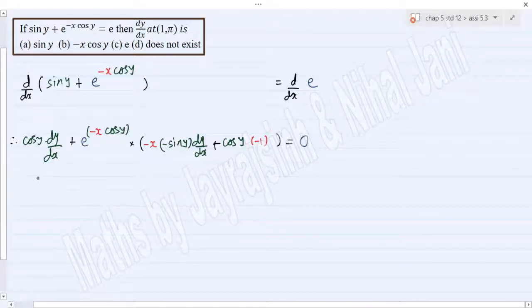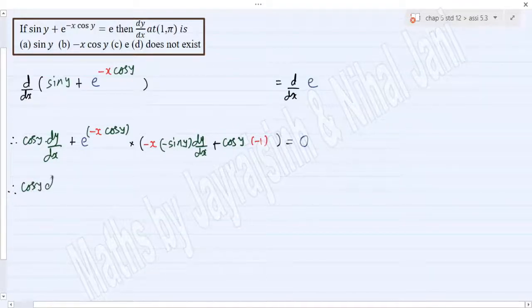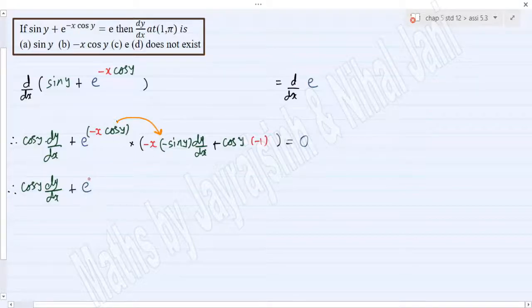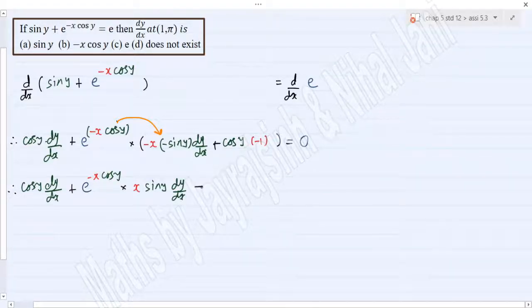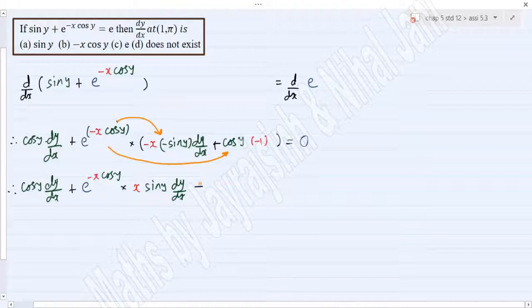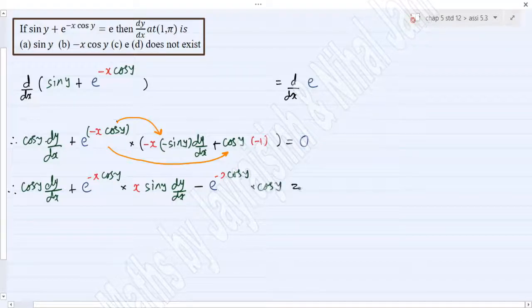Now let's simplify by opening all the brackets. Your cos y dy by dx will be as it is. We have to multiply e raised to minus x cos y within the bracket. So let's multiply with the first term. We will get e raised to minus x cos y into x sin y dy by dx, minus, multiply with the second term. We will get e raised to minus x cos y into cos y is equal to 0.